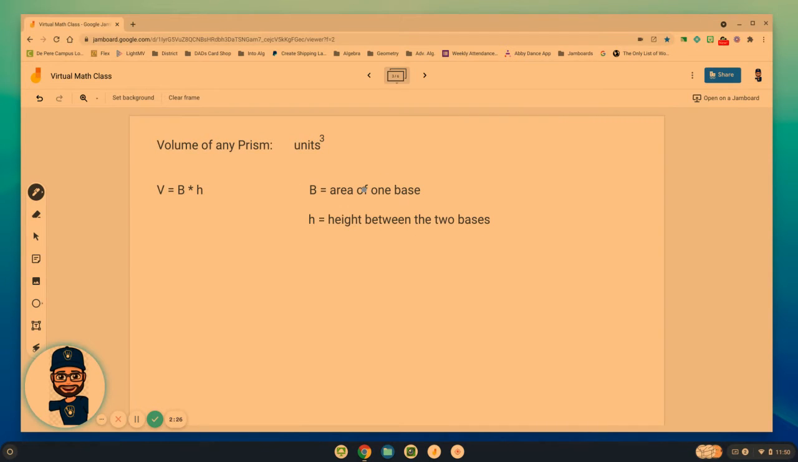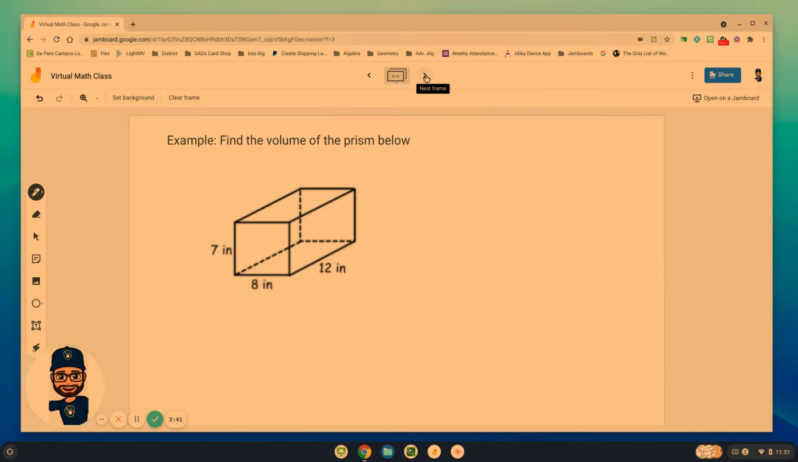And that's why we did a little bit of review and exploration yesterday on the area of bases, because we just need to know how to calculate the area of specific bases. Okay, so this is the formula that we're going to use a lot, knowing again capital B stands for area of a base. Example number 1, we're going to find the volume of this prism below. In this one, the base is this rectangle, 7 by 8, which means the area here is 7 times 8, or 56 square inches.